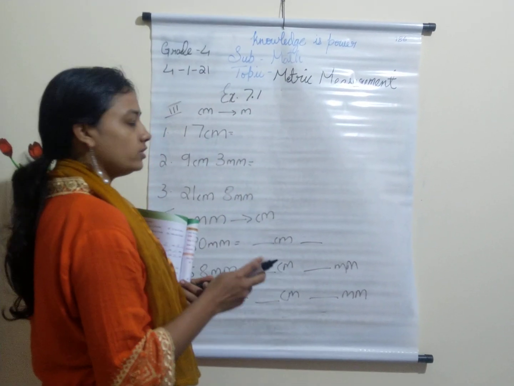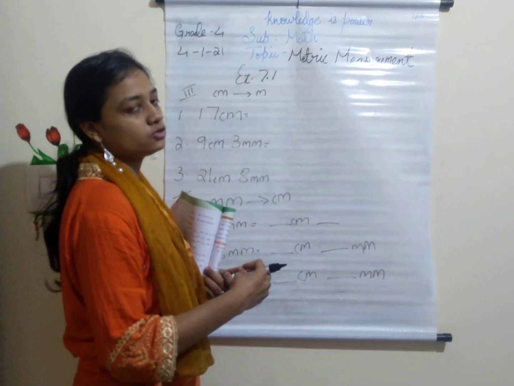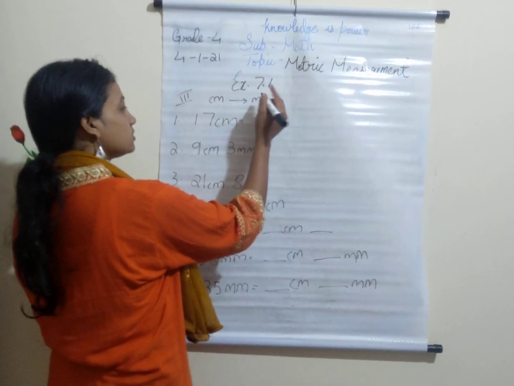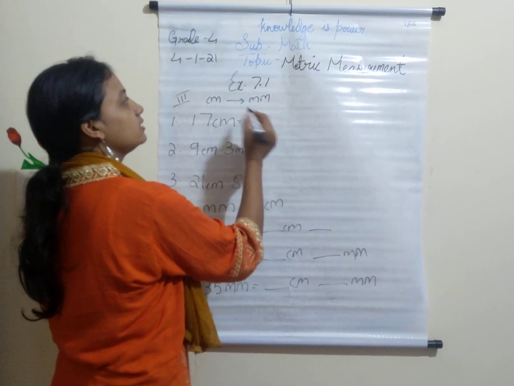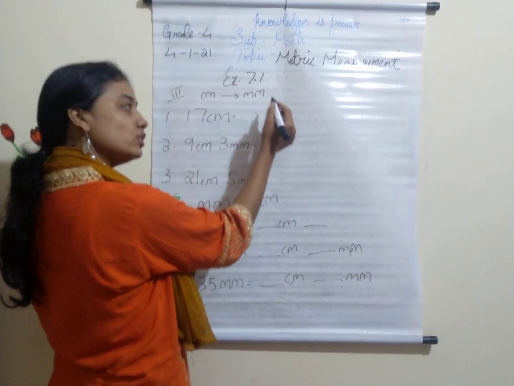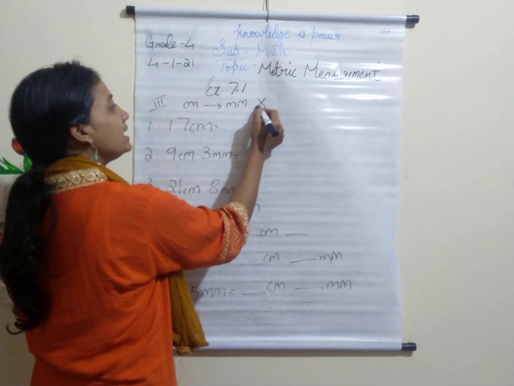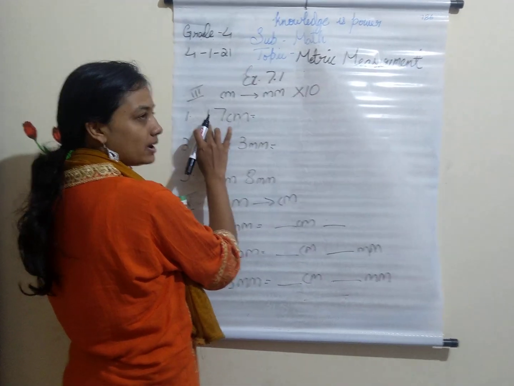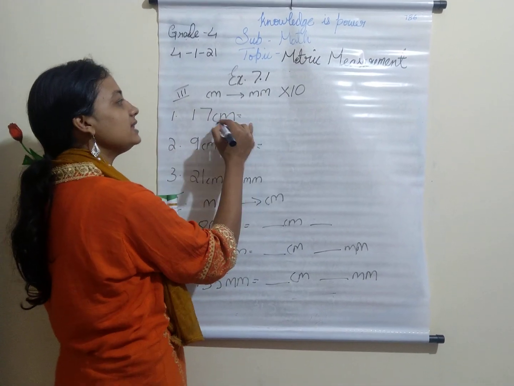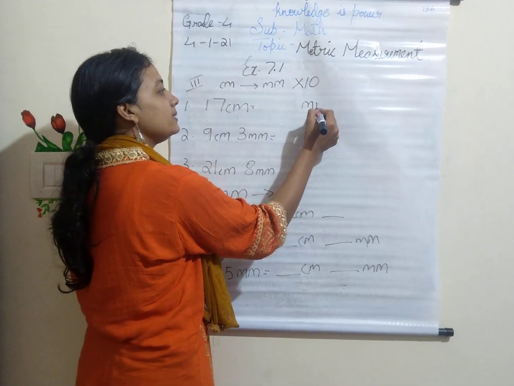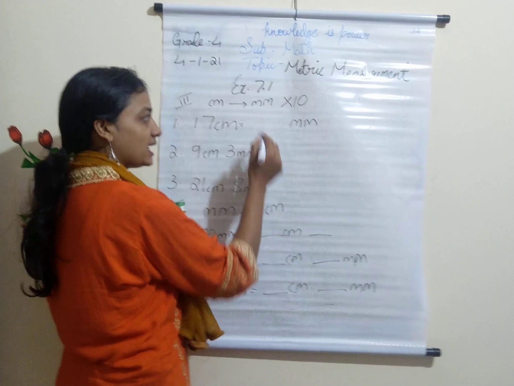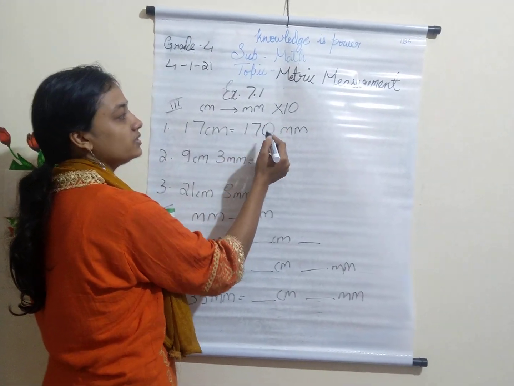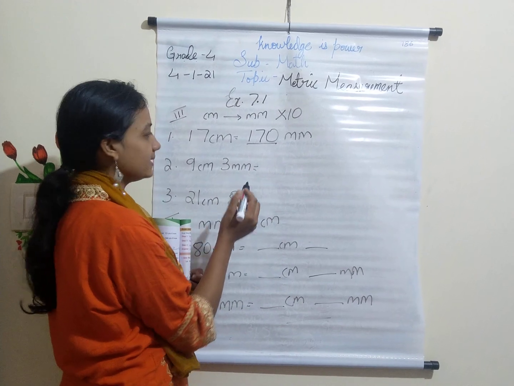So now let's go for the third main. The third main is to convert from centimeters to millimeters. So it is again big to small, so multiply this with 10. When you multiply 17 centimeters to millimeters, you multiply it with 10. For that you write the same number here, add 1 zero in the last. This would be the answer.